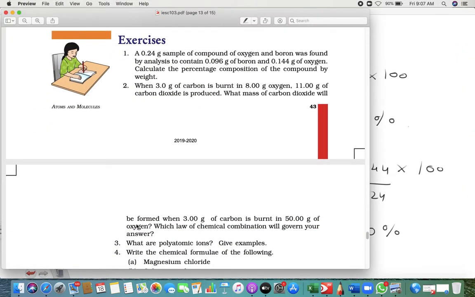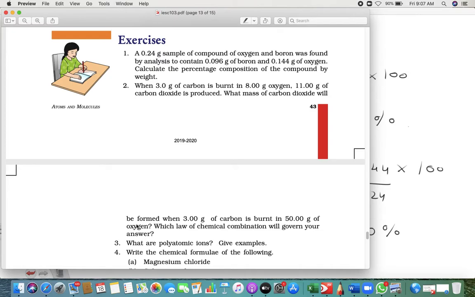They said 3 gram of carbon is burned in 8 gram of oxygen and 11 gram of carbon dioxide is produced. What mass of carbon dioxide will be formed when 3 gram of carbon is burned with 50 gram of oxygen? So what did they say? What is the law of chemical combination?